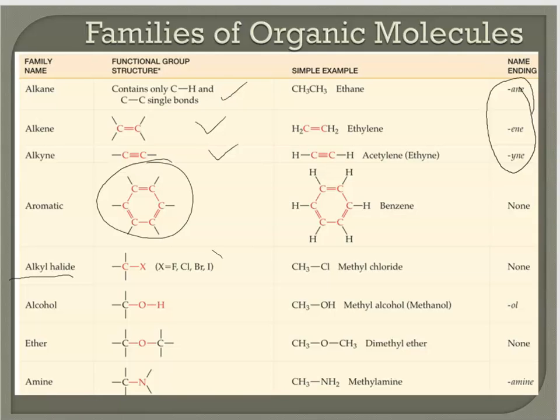Alkyl halides have halogens, those components on the periodic table next to the noble gases, fluorine, chlorine, bromine, iodine, for example. And we usually don't use ending names. We usually use prefixes for these compounds. Alcohols is another functional group that is important, is the OH group, and generally that'll have the OL ending. Ethers have this oxygen in the middle of 2 carbons, and then amine groups have just that nitrogen based. We'll usually add the amine ending as well.